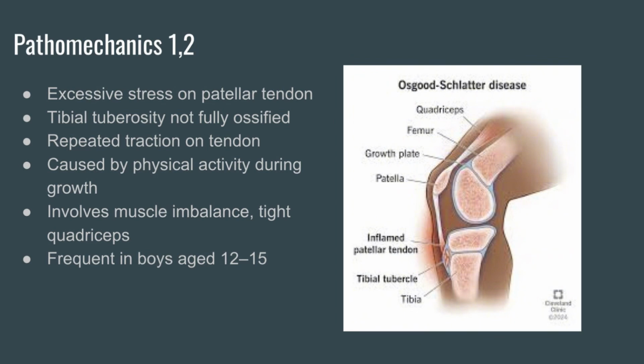And it involves mostly muscle imbalances because that's what would be causing the traction of that patellar tendon on the tibia. So most likely it could be tight quadriceps, which could also be a factor of if you have adaptively shortened hamstrings that could put more mechanical strain on the quads to actually extend your knee. So that's why it would be more common with those muscle imbalances. And it's typically most common in boys aged 12 to 15 just because of their high activity lifestyles and the high impact sports that they do at those ages.